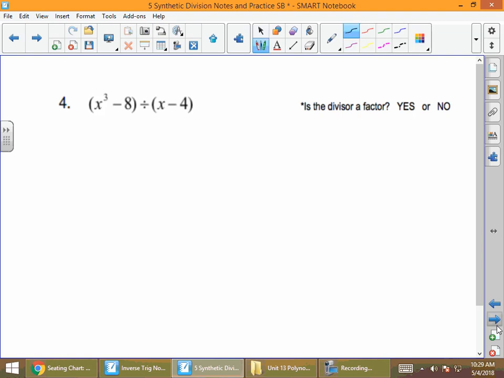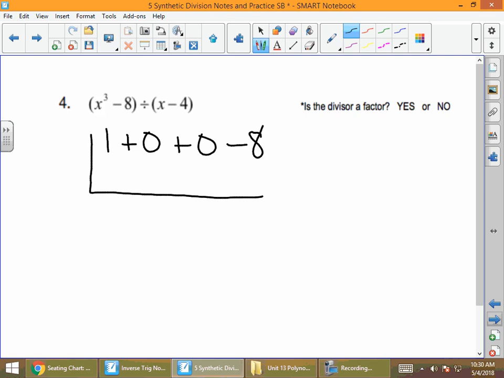As we take a look at this last one, start with our upside down division. We are missing some terms, but the number in front of the x cubed is a 1. We don't have an x squared term, so we're going to put plus 0. We don't have an x to the first term, so we're going to put 0. We do have a constant. Now we've accounted for every place value. Third degree, second degree, first degree, 0 degree. We are divided by x minus 4, so we're going to change the sign out there. And then we don't have to worry about signs anymore.